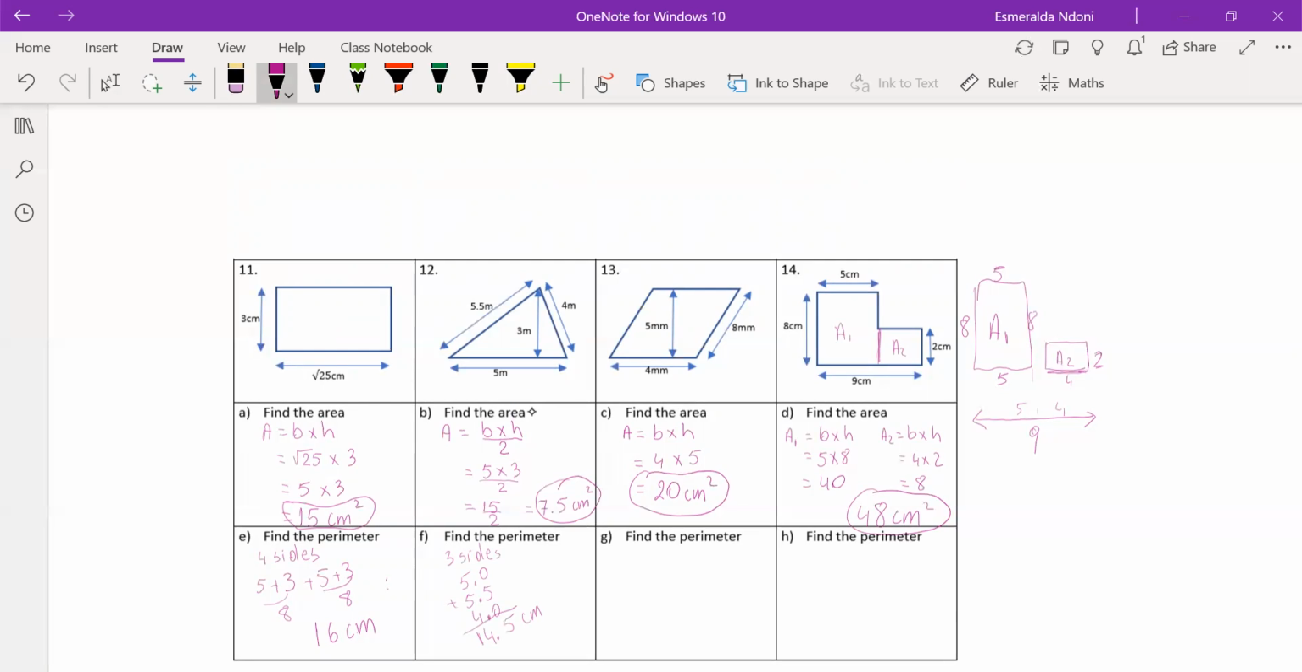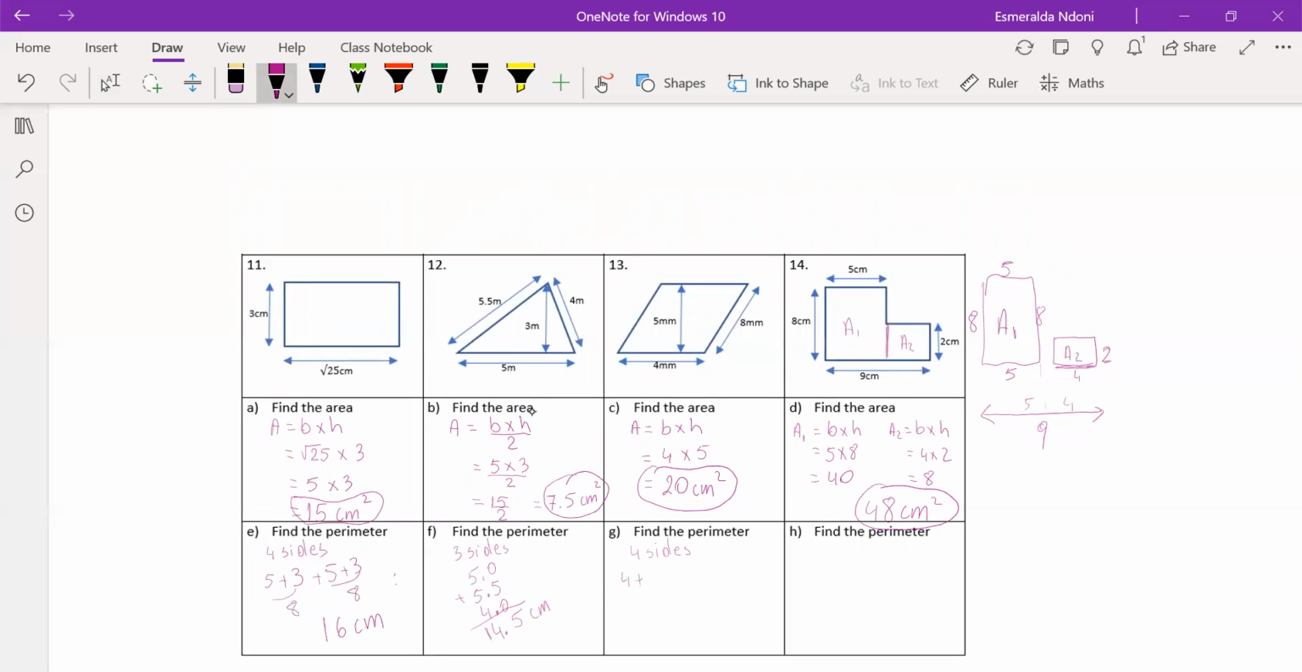Okay, that's all done. Question 13G, find the perimeter. Again, you have 4 sides to add up because your shape is a parallelogram. Let's go around, nothing to do with the inside, just around the shape. So we have 4, add 8, add 4, add 8, because those 2 sides are 4 and 8. We add them up now. So these 2 are 12, these 2 are 12, and together they are 24 centimeters.